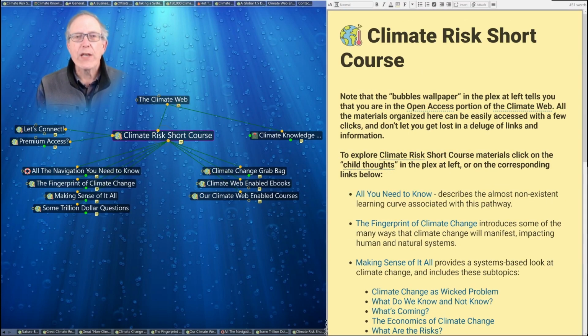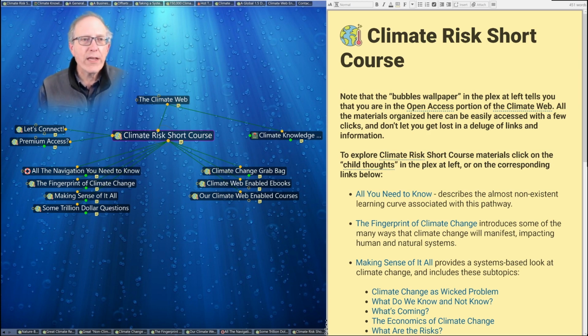I'm going to give you a quick tour of the open access portion of the Climate Web. We call it the Climate Risk Short Course. There's a lot of material in here. You can spend quite a bit of time exploring it, but it's also very simple to explore. Now, I'm exploring it on my desktop as opposed to the online version of the software. I'll explain to you why I'm doing that, but it's a very similar experience.